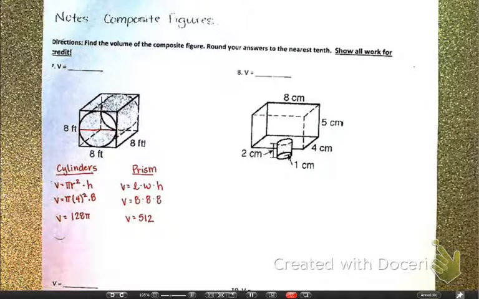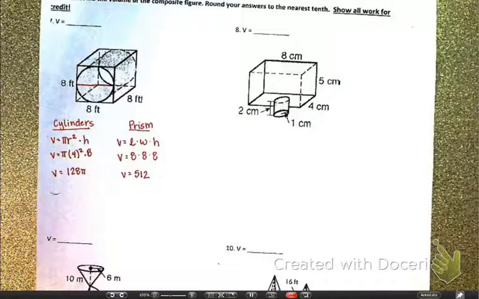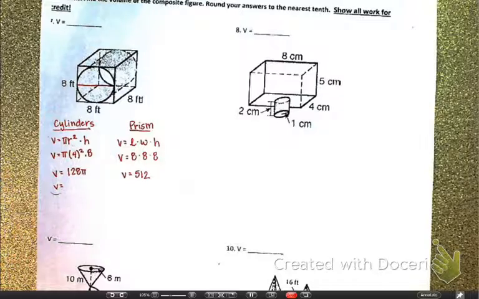Do you think that I'm going to have both of the volumes and I'm going to add them together? No, they're already one, right? Okay, so because it's a cylinder and you can technically walk through it, I'm taking out the volume of the cylinder from the prism. So I need to subtract these two. Now, can you subtract 512 and 128 pi? No. First thing you need to do is you need to convert 128 pi to a decimal to the nearest tenth. What do you get when you convert that to the nearest tenth?